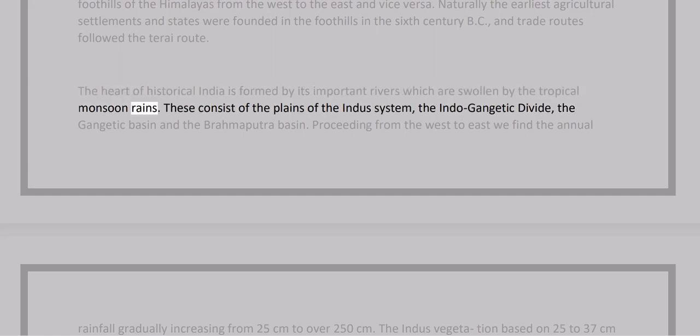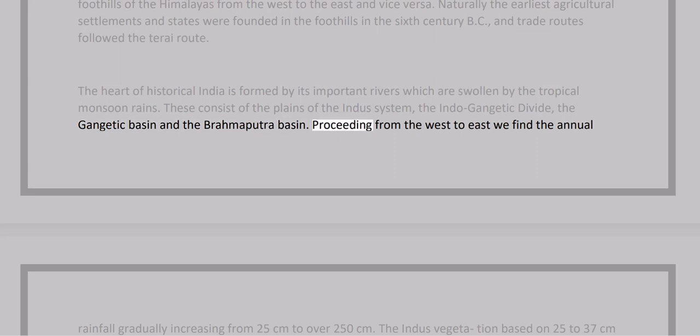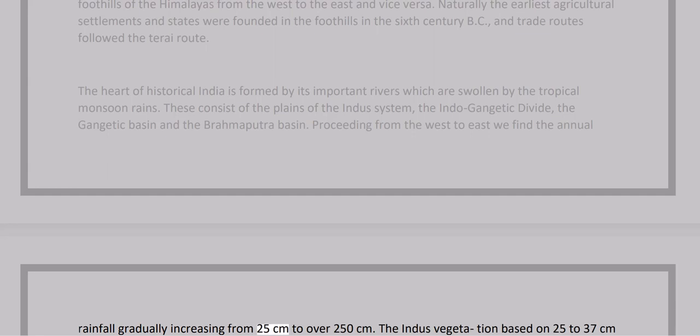The heart of historical India is formed by its important rivers, which are swollen by the tropical monsoon rains. These consist of the plains of the Indus system, the Indo-Gangetic Divide, the Gangetic Basin, and the Brahmaputra Basin. Proceeding from the west to east we find the annual rainfall gradually increasing from 25 centimeters to over 250 centimeters.